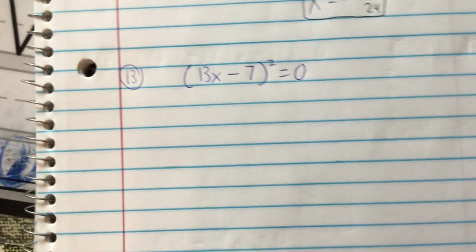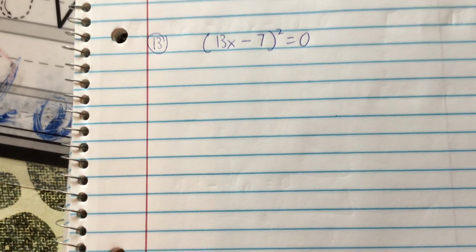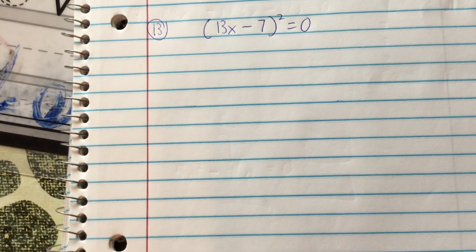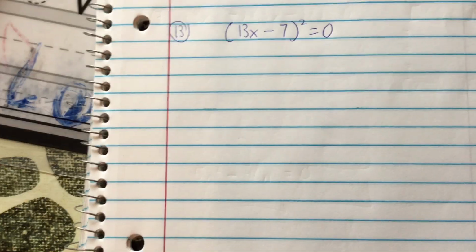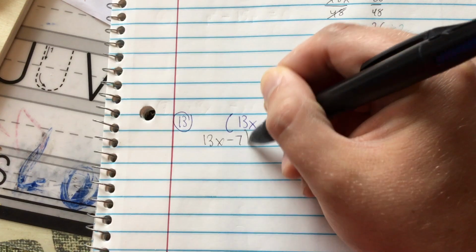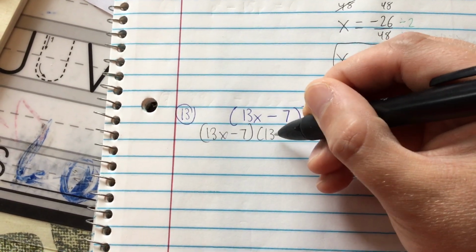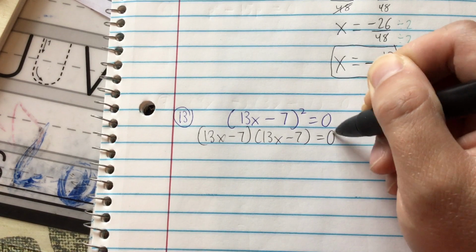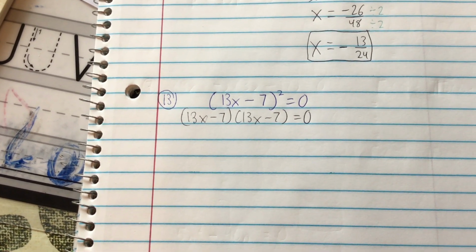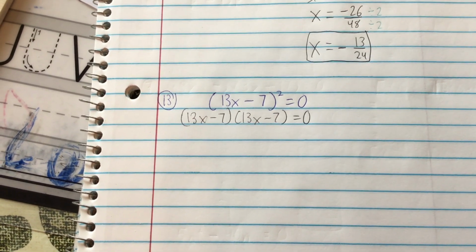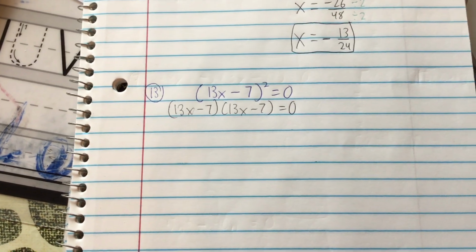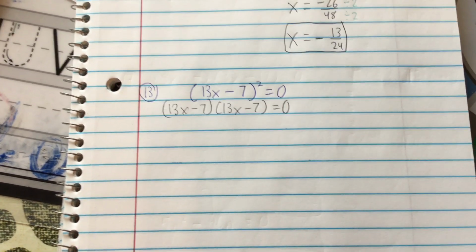Now, for the last problem, just to make sure that we're clear, what happens if you have a binomial getting squared and it equals 0? Well, remember that a binomial getting squared is the same thing as rewriting the problem (13x - 7)(13x - 7) = 0. But if I use the zero product principle, how many solutions am I going to get? If I split them apart, I get the exact same expression. 13x - 7 = 0 and 13x - 7 = 0, and I set both equations equal to 0.